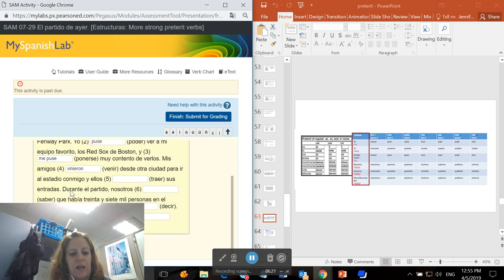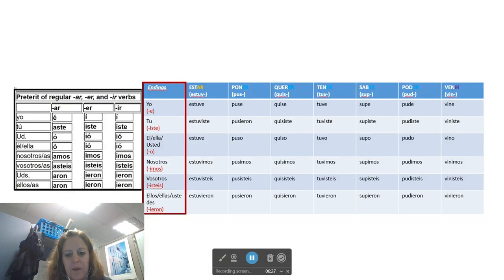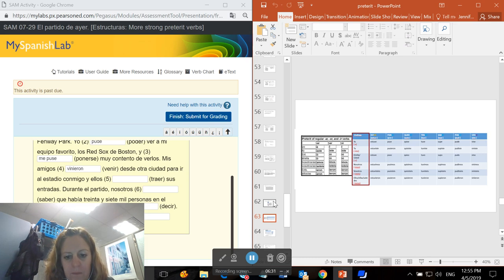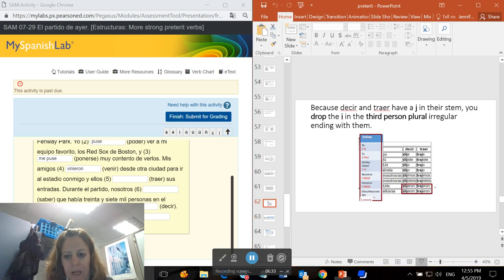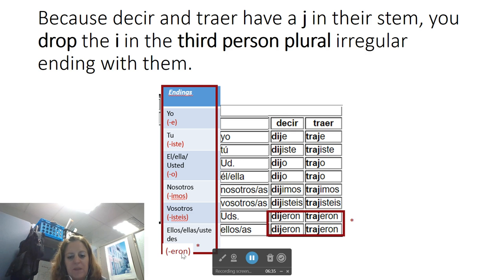Desde otra ciudad para ir al estadio conmigo y ellos traer. So we remember traer is one of those that's a little bit different from these. It didn't go. In the third person, it drops the I because we have a J. So trajeron.